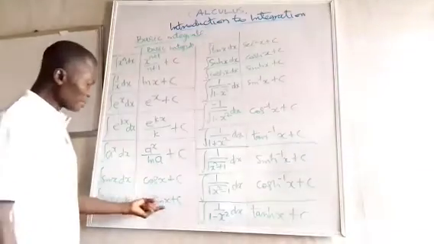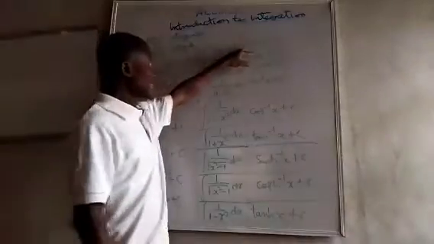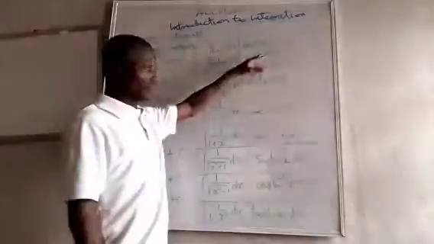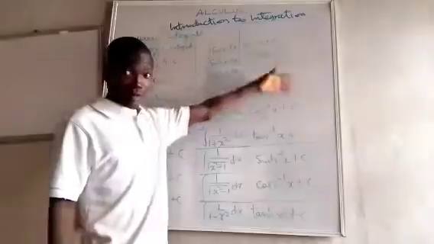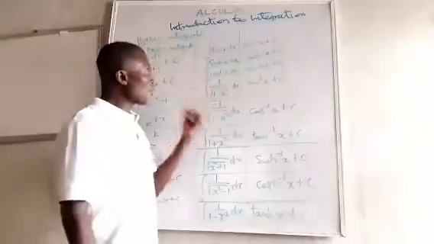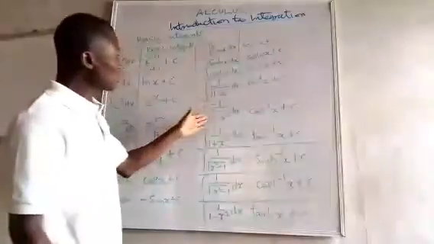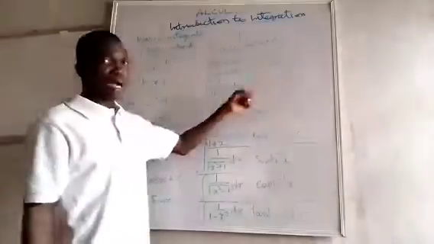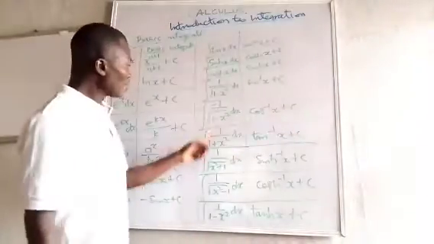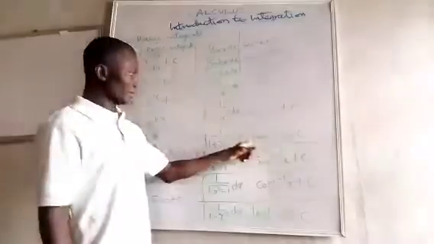The integral of cos x dx is sin x plus c. The integral of sec square x dx is tan x plus c. The integral of 1 over root of 1 minus x squared dx will give you arc sin x plus c. Minus 1 over root of 1 minus x squared dx will give you arc cos x plus c. The integral of 1 over 1 plus x squared dx, remember, is arc tan x plus c.